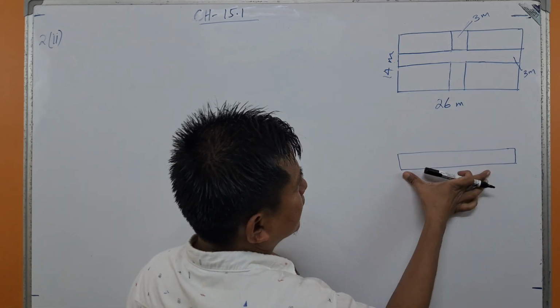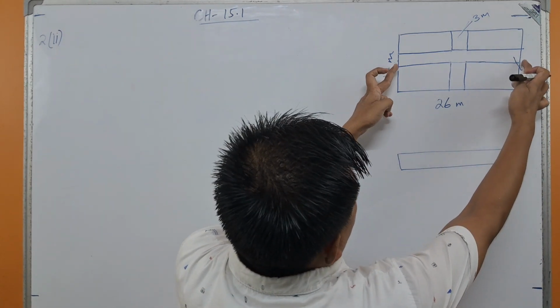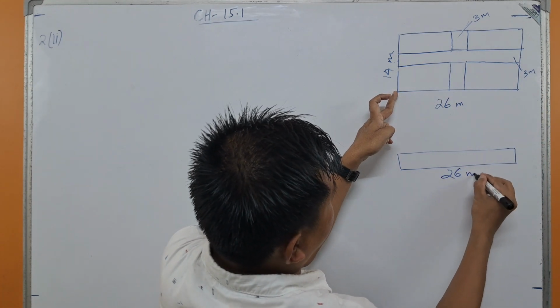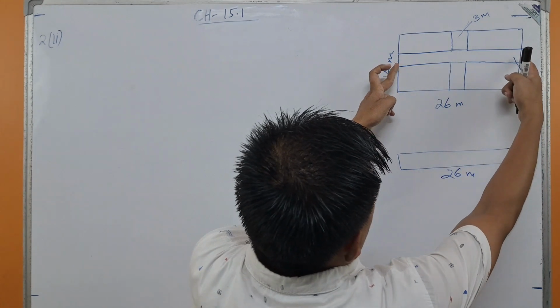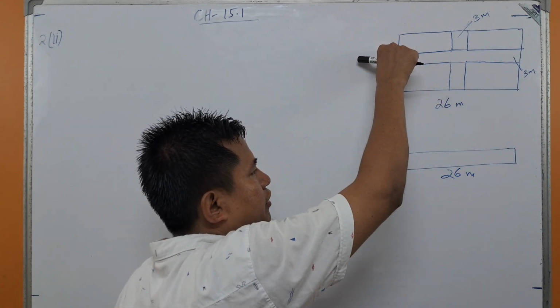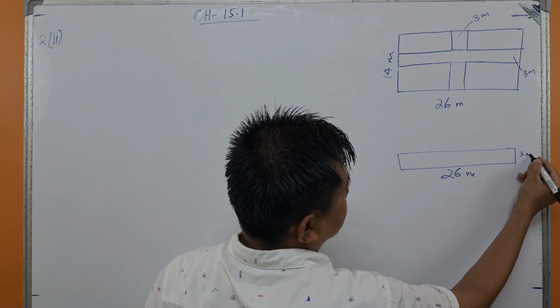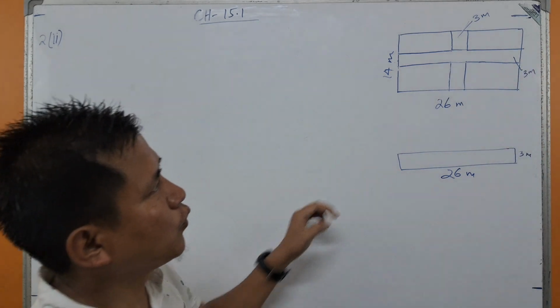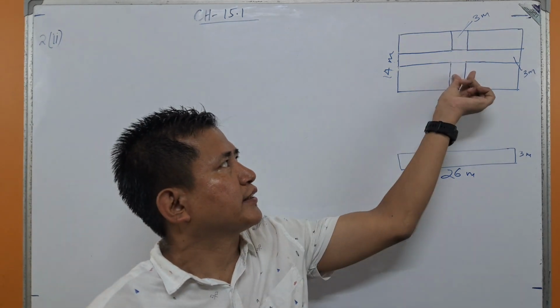Now the length of this rectangle is equal to this length, that is 26 meter. This length is equal to this length, isn't it? 26 meter. And the width of this rectangle is 3 meters. This is given to us, 3 meters. After that we find the area of these 2 rectangles.